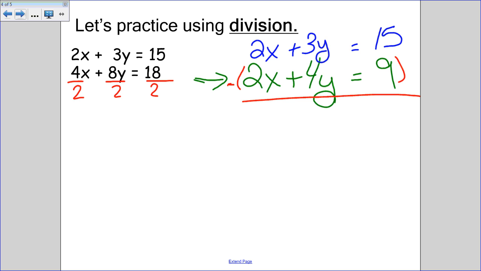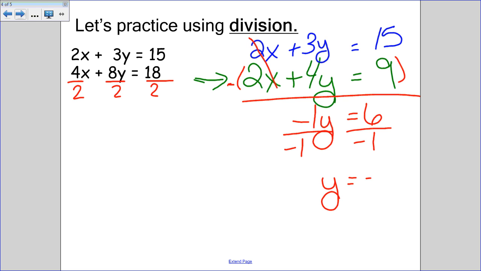So let's look at this as a subtraction problem. 2x minus 2x is going to cancel. What's 3y minus 4y going to equal? That's going to be a negative 1y. And what's 15 minus 9? 6. If we divide by our coefficient, y equals negative 6.